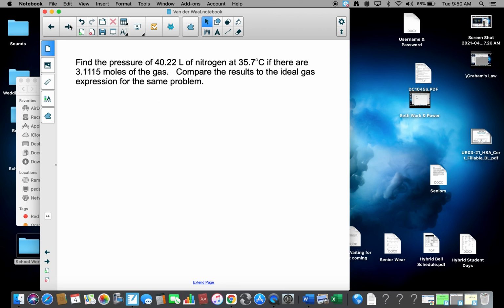Find the pressure of 40.22 liters of nitrogen at 35.7 degrees Celsius if there are 3.115 moles of gas. Compare the results to the ideal gas expression, the same problem. And we'll do this one with a partner in class. Determine the pressure of 35.156 liters of argon at 51.07 degrees Celsius if there are 33.215 grams of gas. Compare the results.